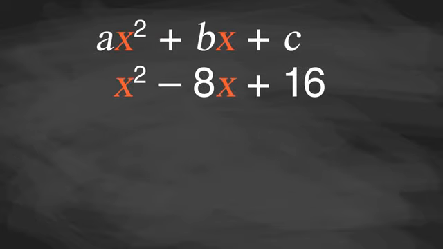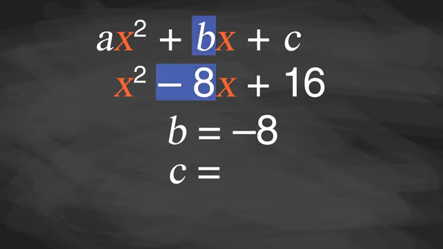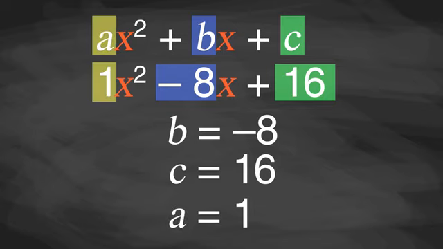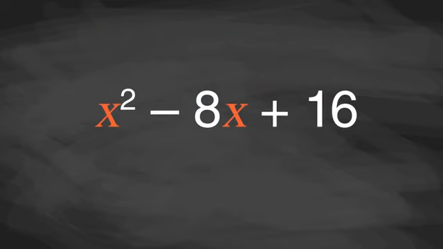If we compare this to our standard form, a times x squared plus b times x plus c, what do we find are the terms that would replace each letter? B and c are easy to tell. b equals negative 8, c equals 16. But there's nothing in front of x squared. What do we assume is in front of a variable if there is no coefficient? Yes, it would be a 1, so a equals 1. You've successfully created an equation for a quadratic function with one solution.